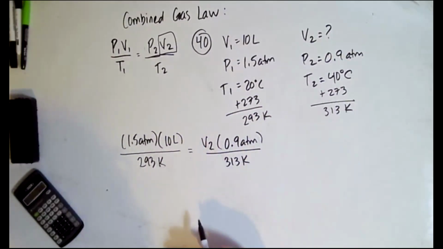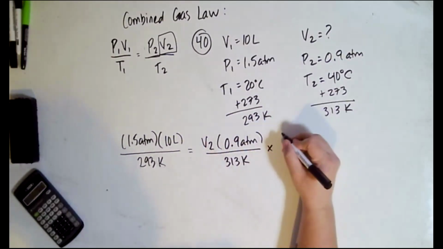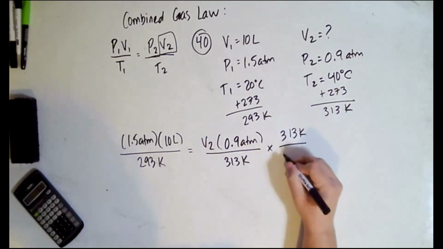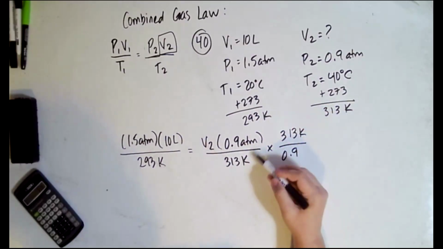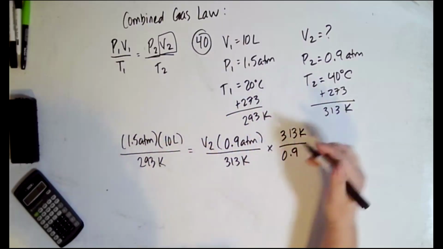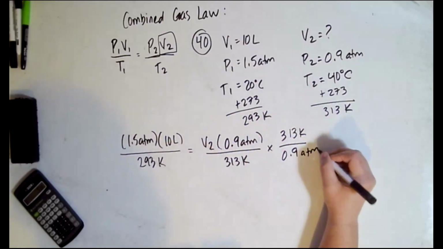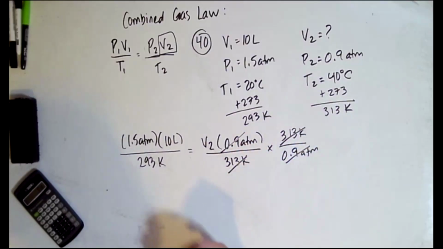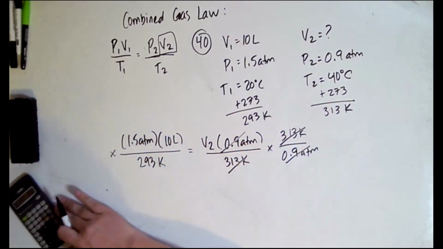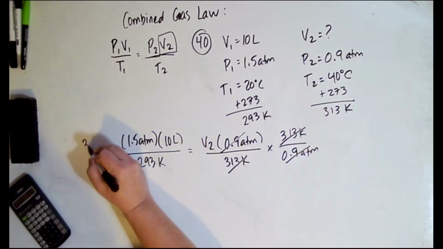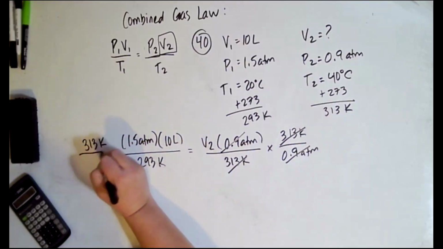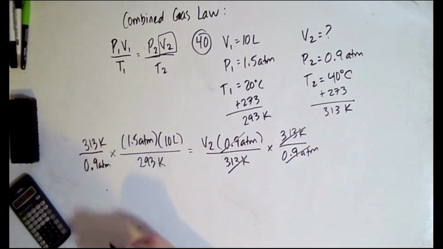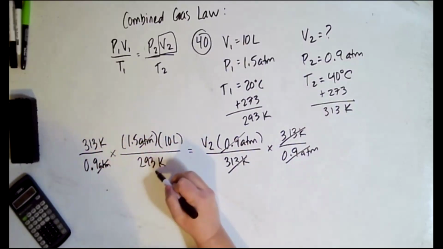Okay, and again, we'll isolate our variable of interest by multiplying both sides by the reciprocal of the values that we want to move over. So our 313 will cancel out and our 0.9 atmosphere will cancel out. And we'll multiply our left side by that reciprocal value as well. And we see that our units all cancel out.